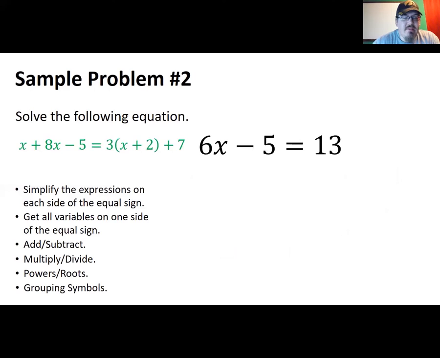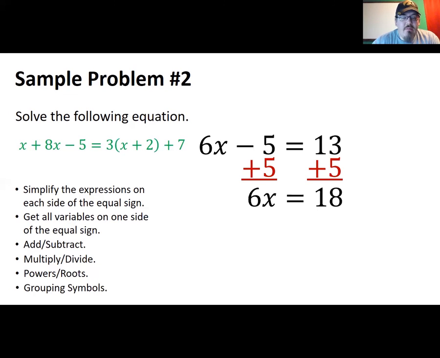So what I need to do next is get rid of the adding and subtracting piece. So I'm going to get rid of minus 5 by adding 5, and I'm going to do the same thing to both sides of the equation. On the left, the minus 5 and the plus 5 cancel each other out, leaving us with 6x. On the right, 13 plus 5 is 18.